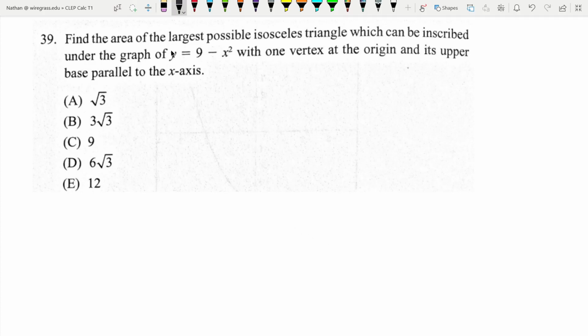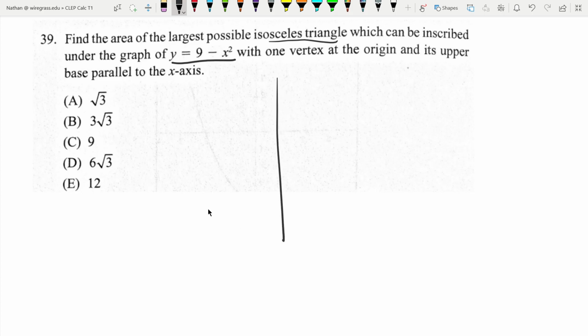We want to find the largest possible area of an isosceles triangle which is inscribed under the graph y equals 9 minus x squared. One vertex is going to be at the origin, and the upper base is parallel to the x-axis.